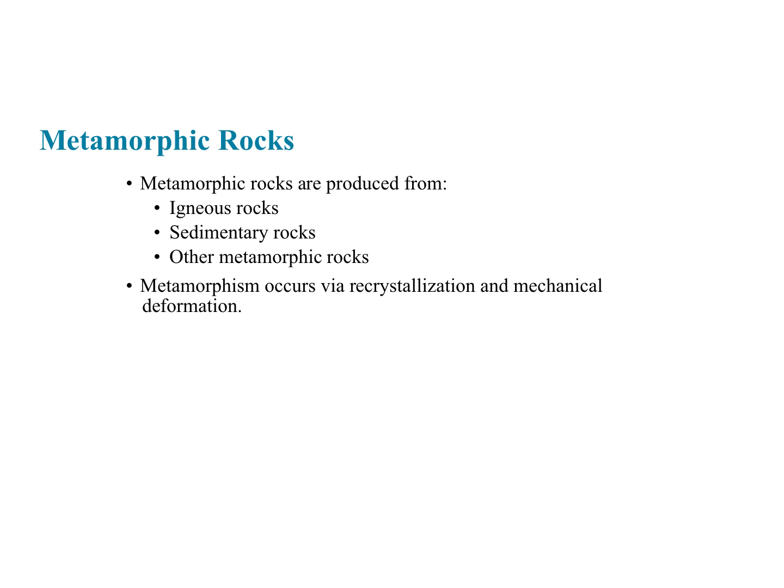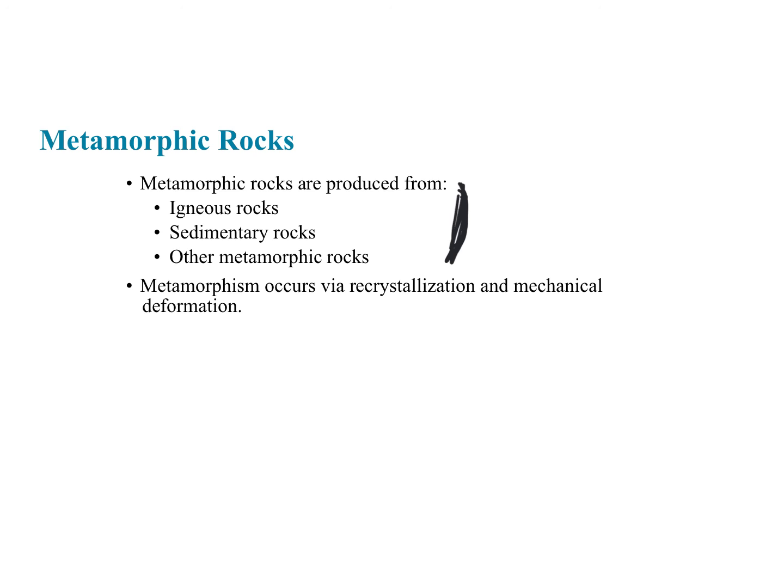Now, the next kind of rock that we want to talk about is what's called metamorphic rocks. Metamorphic rocks are produced from basically all the other kinds of rocks. They're produced from igneous rocks, from sedimentary rocks, and even from other metamorphic rocks. And metamorphism occurs via recrystallization and mechanical deformation.